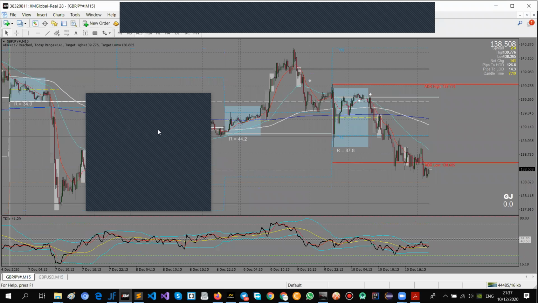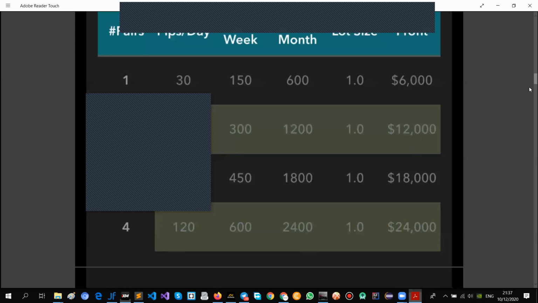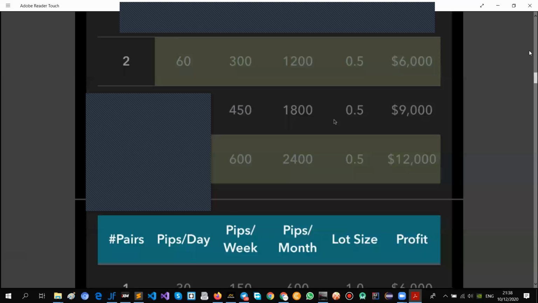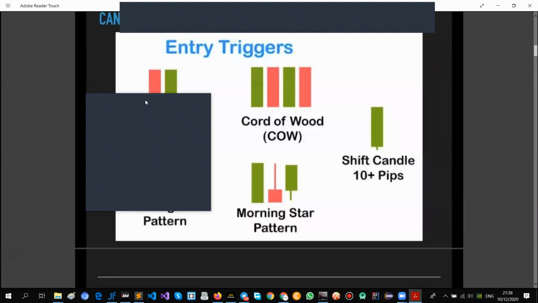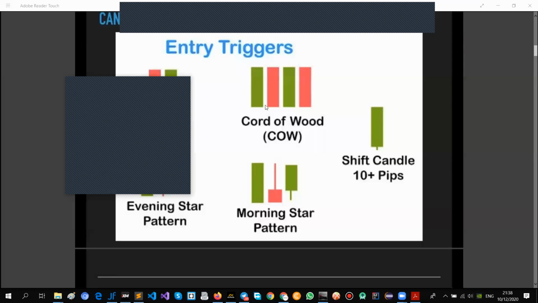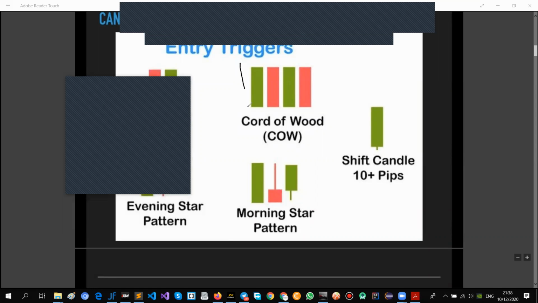What does cup of food represent? That means code of foods. Let me show you what it looks like. It's code of foods. This one. Exactly, code of food. Right here. When candles look like a code of food.